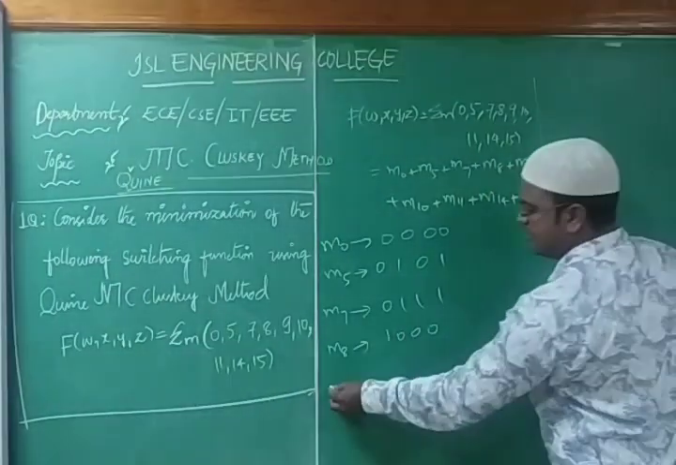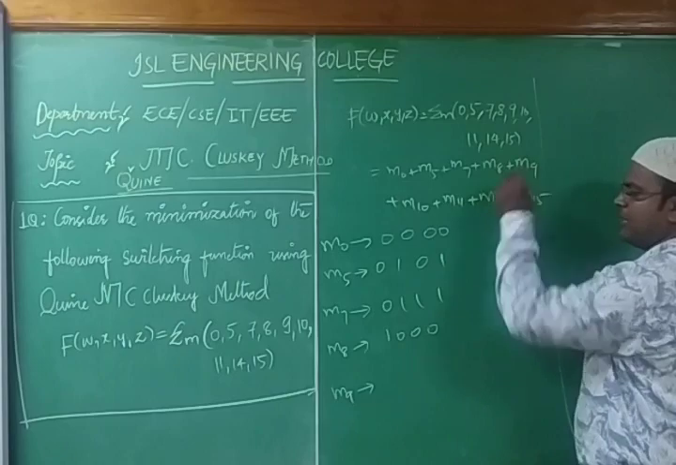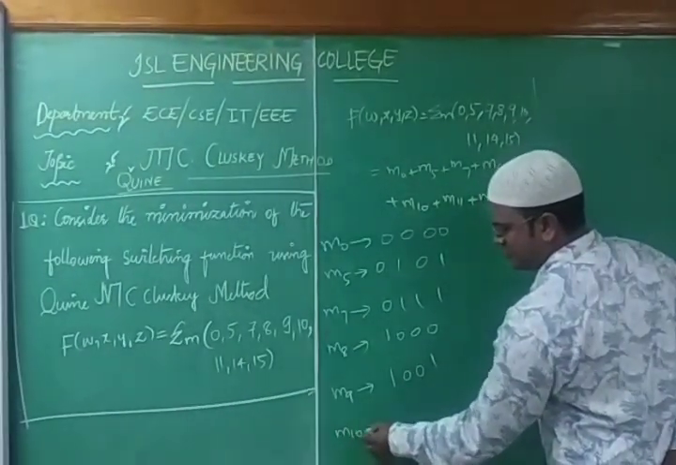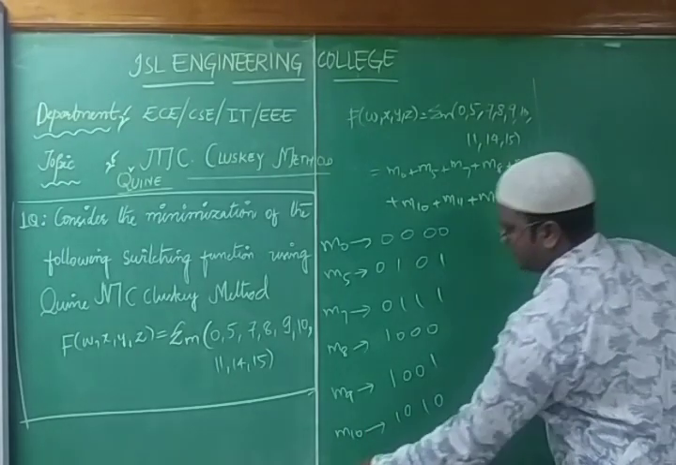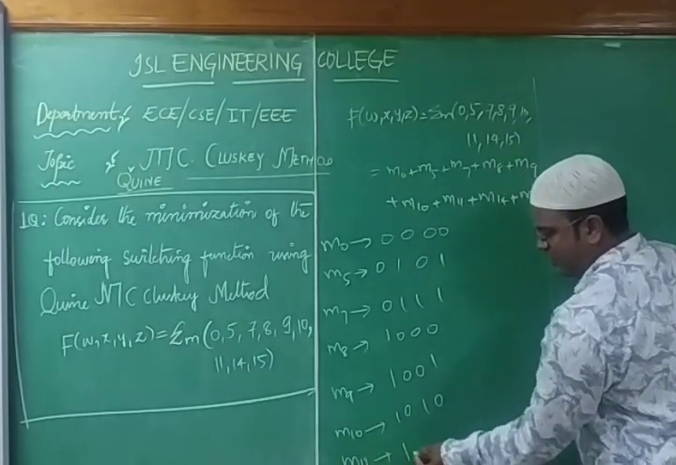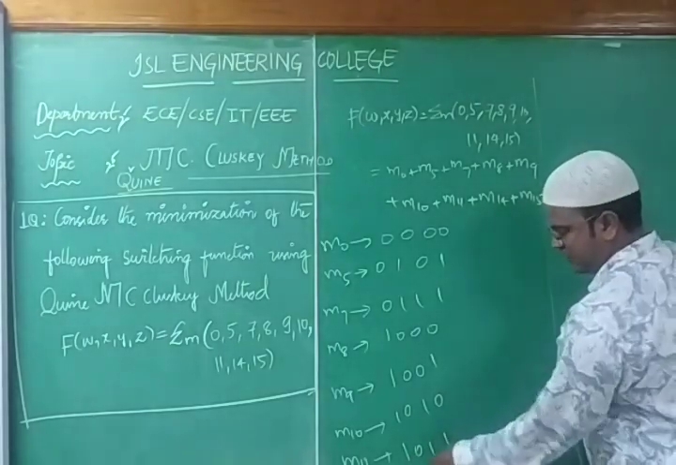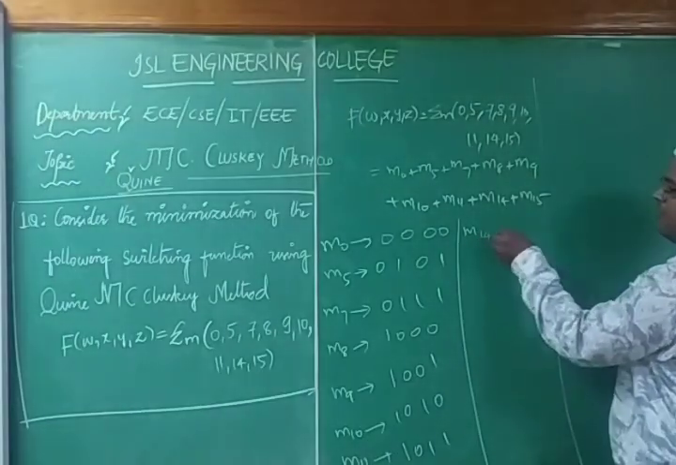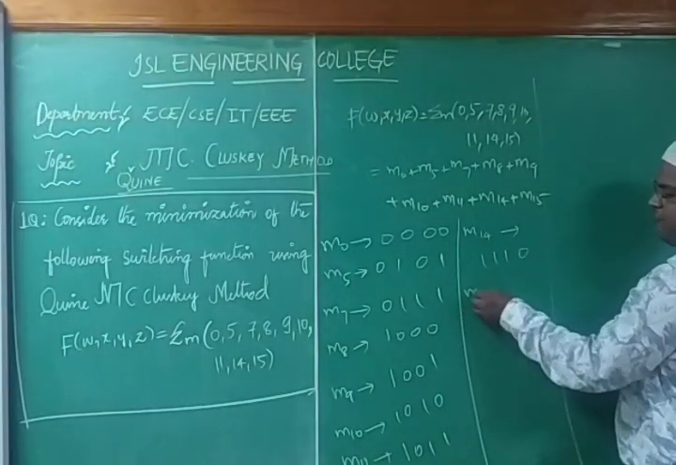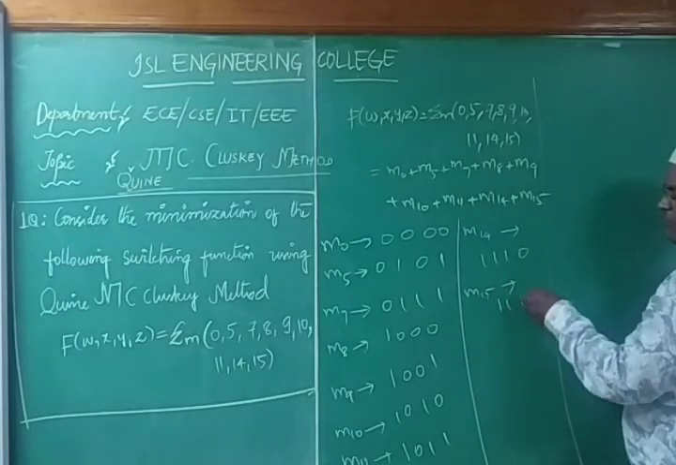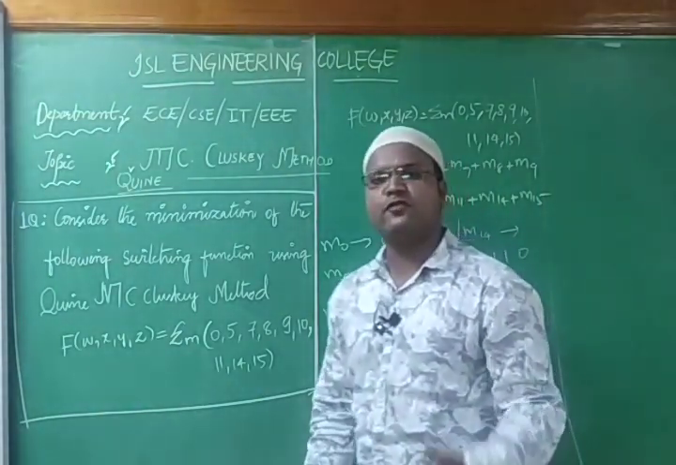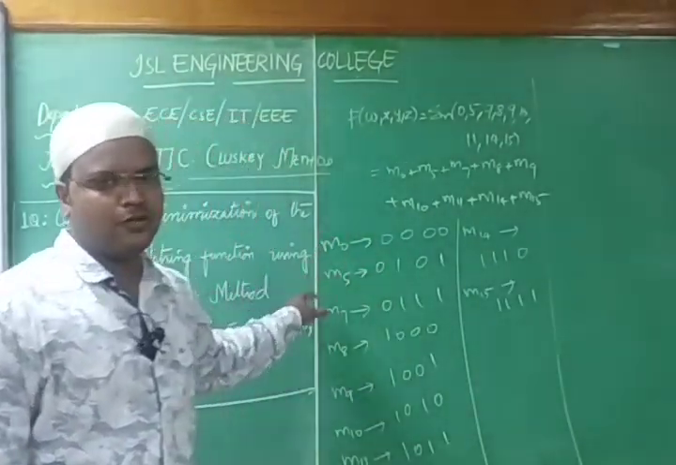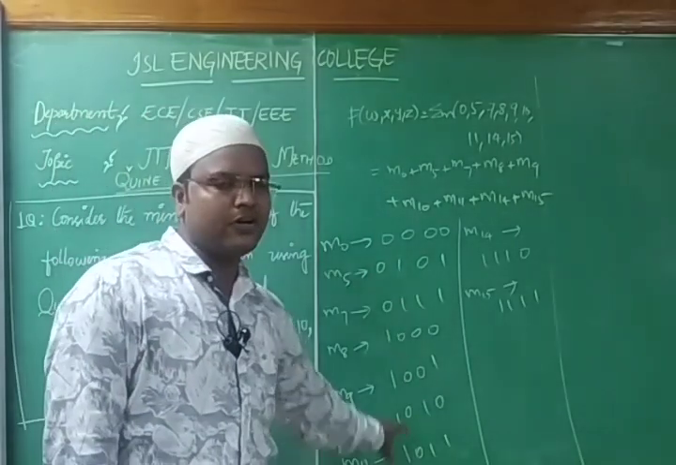Likewise I can take m9. What is the m9 value? I can write it as 8 plus 1, which makes 9. Like this I can take m10, which is 1, 0, 1, 0. Next m11, which I can write as 1, 0, 1, 1: 8 plus 2 plus 1 is 11. Like this I can write m14: 14 is 1, 1, 1, 0. And m15 is 1, 1, 1, 1. So we have done the first step. In the first step, we converted the given minterms into their equivalent binary form.